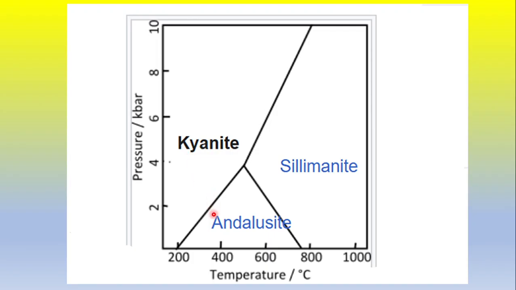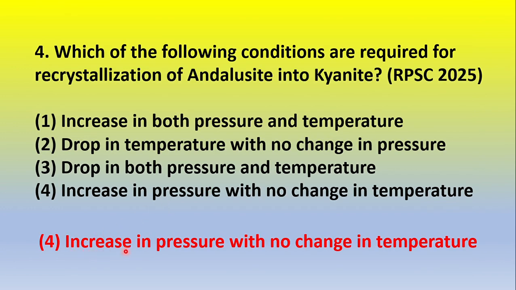So when Andalusite recrystallizes into kyanite, which conditions are required? High pressure is required only, not temperature. If high temperature is there, then Andalusite recrystallizes into sillimanite. But when we increase only the pressure, then Andalusite recrystallizes into kyanite. So the correct answer of our question is the increase in the pressure with no change in the temperature. Clear now?